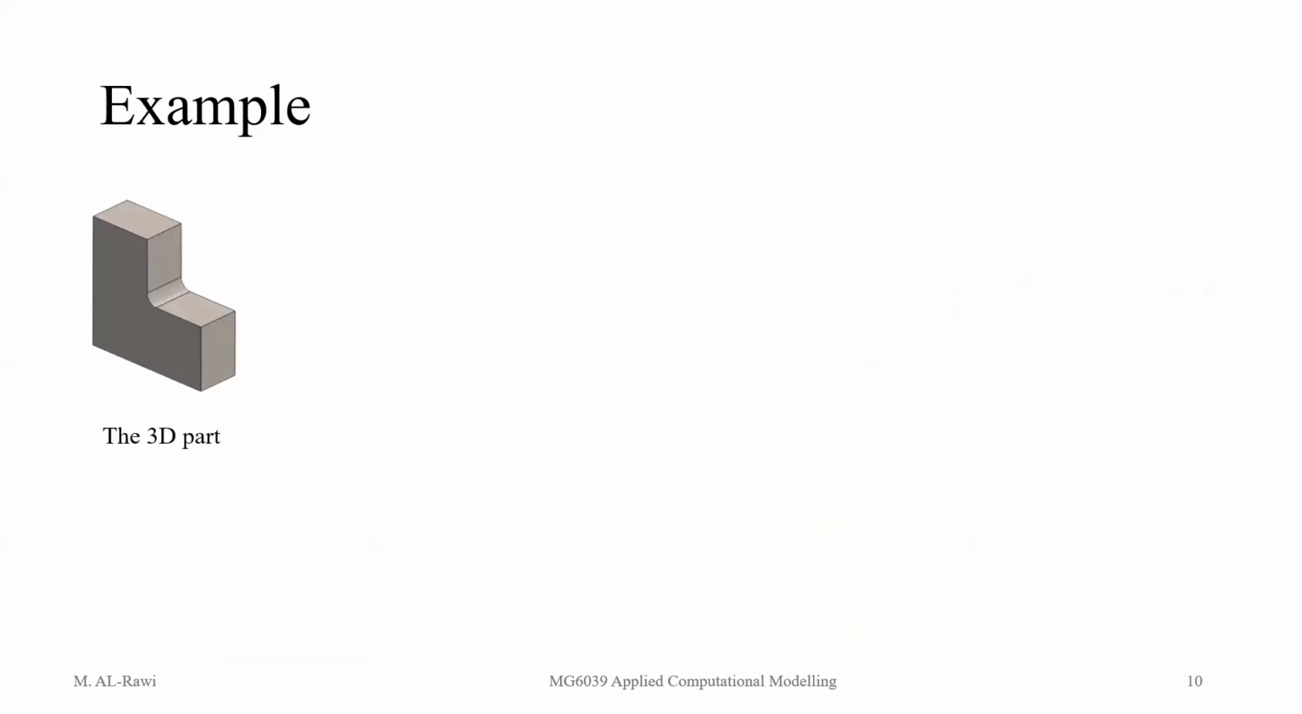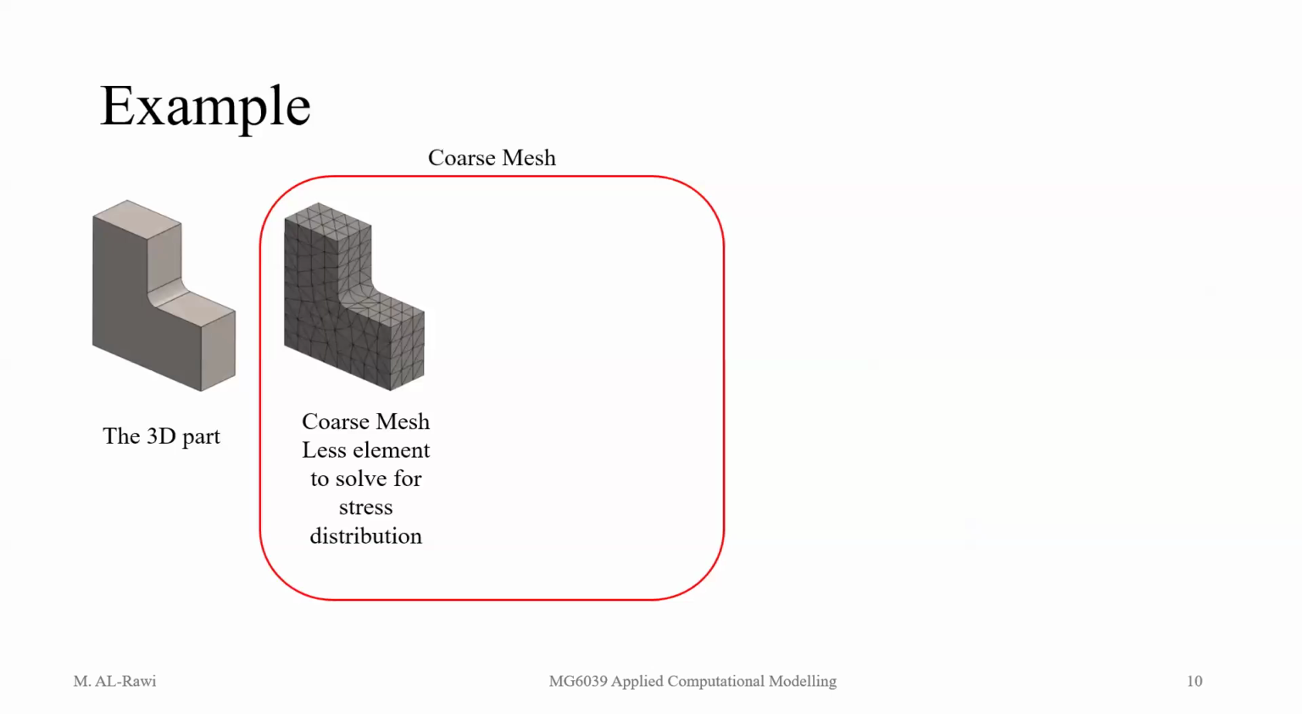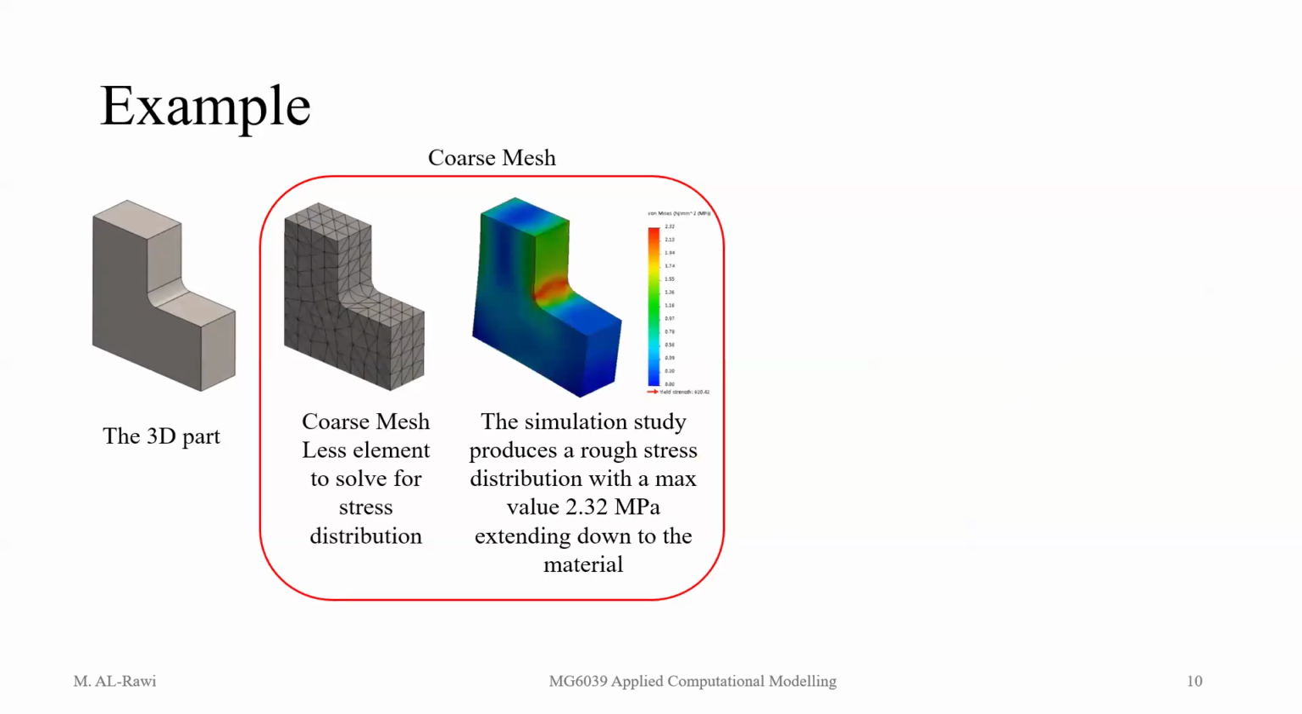So an example, before we start our one. The one I don't want you to close, because we will use it very soon. Let's explain this in more detail. You get a 3D part. We do a coarse mesh, fewer elements to solve for stress distribution, to save time just to investigate. The simulation study produces a rough stress distribution with a maximum of 2.32 megapascal, extending down into the material. And we know this is the weakest area here.